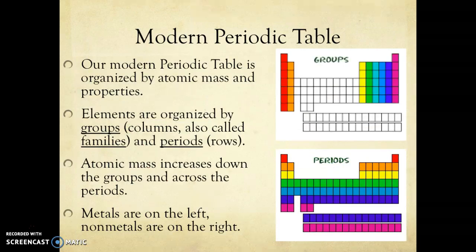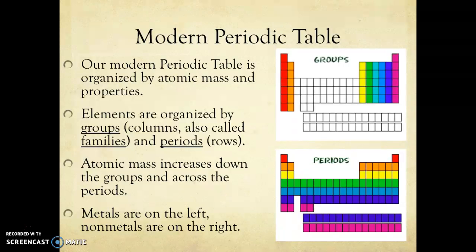Now, our modern periodic table has a lot more elements than Mendeleev's did, and it is organized by atomic mass and properties. We also organize the elements in groups and periods. Groups are the columns going up and down, and we also call them families. Each group or family has characteristics and properties that are the same.